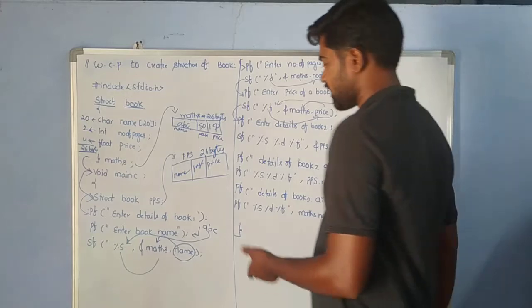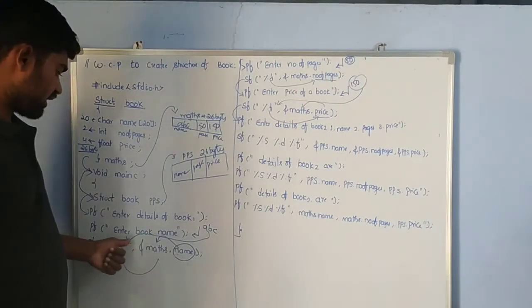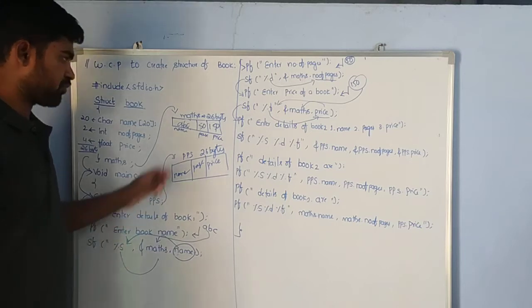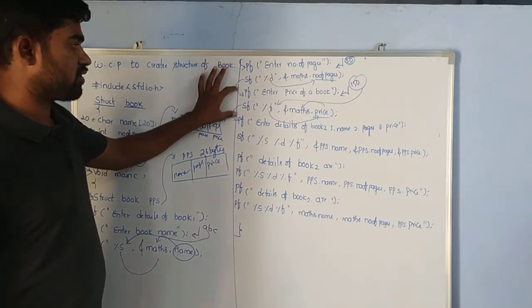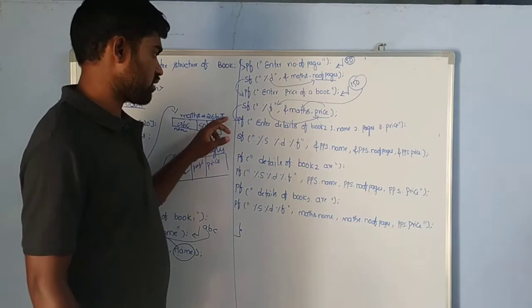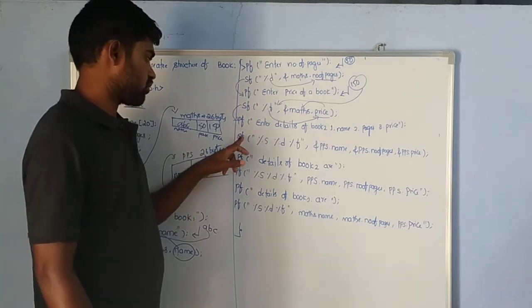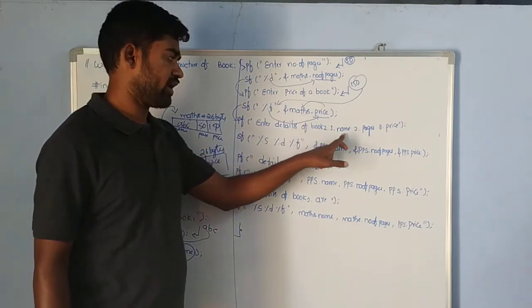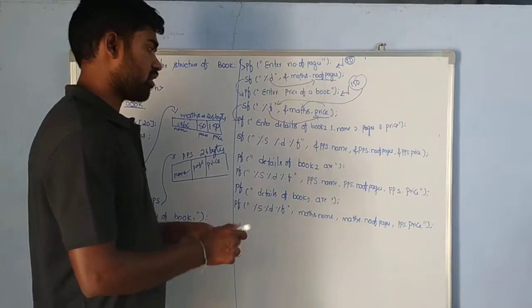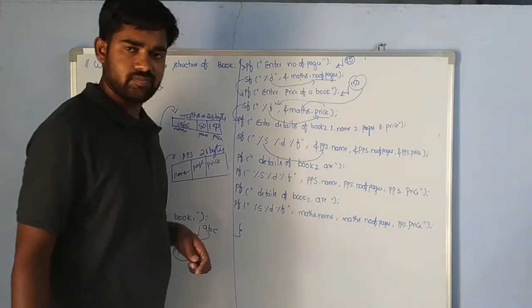So now we are reducing the number of lines of code here. We take 2 lines for the name, 2 lines for the pages, 2 lines for the price. Means in total we require 6 lines. So instead of using 6 lines, we are going to use 1 line. Enter the details of book 2: name, pages and price. Now what will happen? First I will give the name that is going to be stored in the location name.